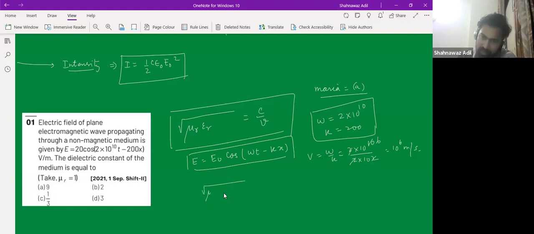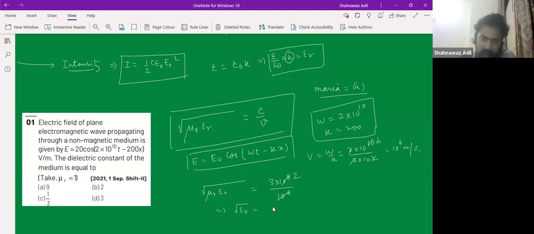Now, what is this thing? Root mu r epsilon r. This is the relative permittivity, which is the dielectric constant, right? We know that epsilon by epsilon naught is K, which is also called relative permittivity, the dielectric constant. The mu r value is given as 1. C we know is 3 into 10 to the power 8 divided by 10 to the power 6. This value epsilon r we need to find out. So root epsilon r is 10 to the power 2.